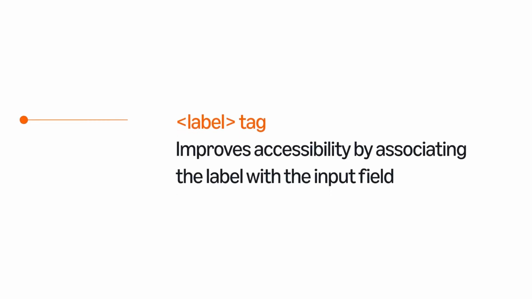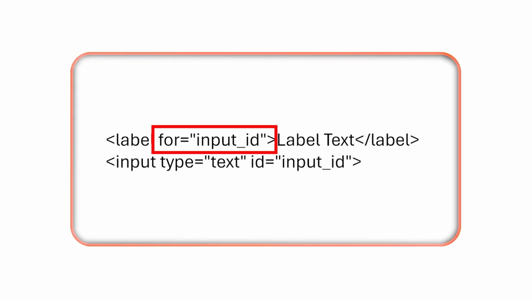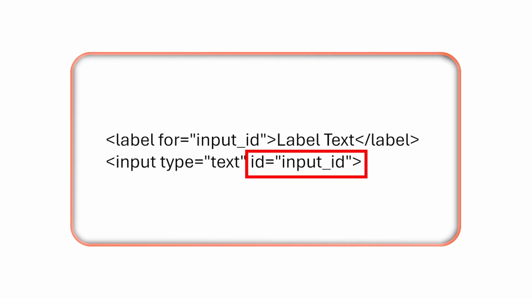The label tag in HTML is used to provide a descriptive label for an input element. It helps improve accessibility by associating the label with the input field. The for attribute in the label tag should match the ID attribute of the associated input element. This allows users to click on the label to focus on the input field, improving usability.